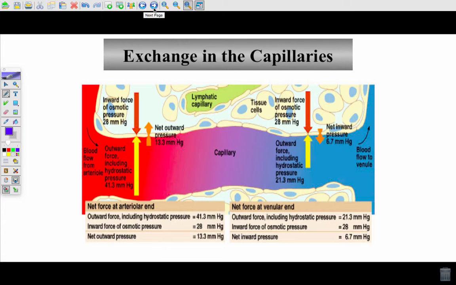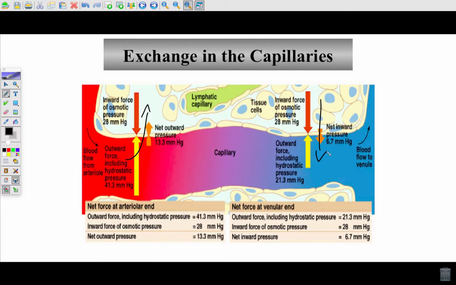Okay, this is a pretty busy slide, but for the moment, just ignore the numbers and just ignore the osmotic pressure and hydrostatic pressure. And take this into consideration, that material moves out of the capillaries and into the tissue because there's a lower pressure in the tissue. Okay? And then materials move out of the tissues and into the capillaries because there's a lower pressure in the capillaries.